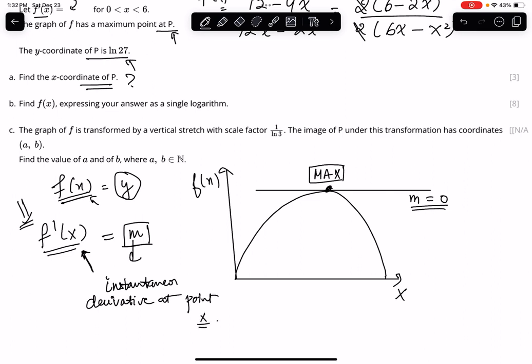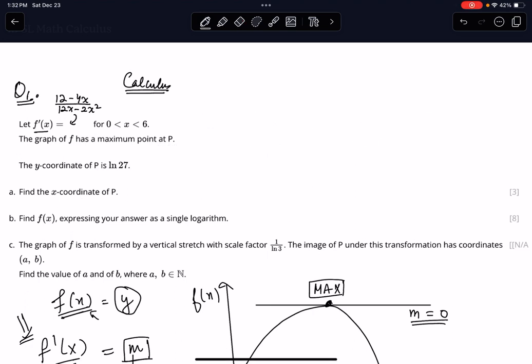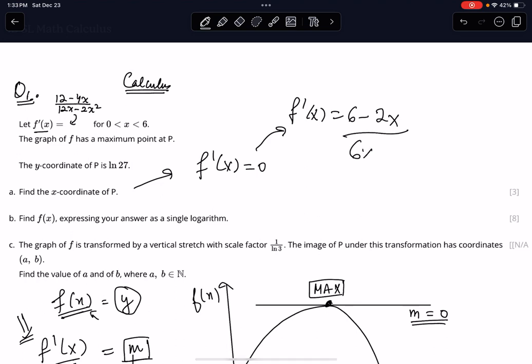All right, so now we know that the function has a maximum point at P, and we want to find it. The way we go about it is that we simply say f prime of x is equal to 0. That's what happens at maxima. We saw that f prime of x is (6 - 2x) over (6x - x squared). So if f prime of x is 0, then the numerator should be 0.